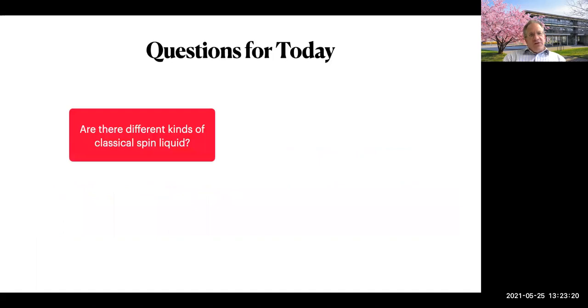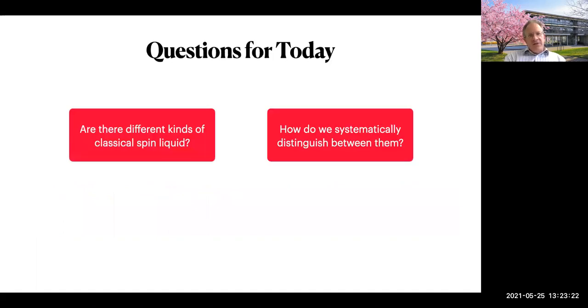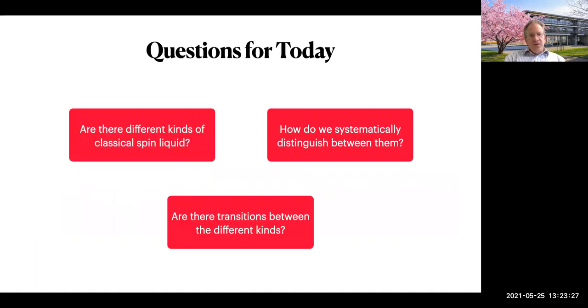Okay, so the question for today then, are there different kinds of classical spin liquids? Which ones are there? How do we systematically distinguish between them? And are there transitions between different kinds?